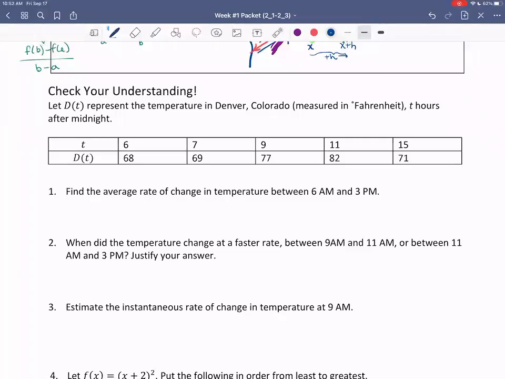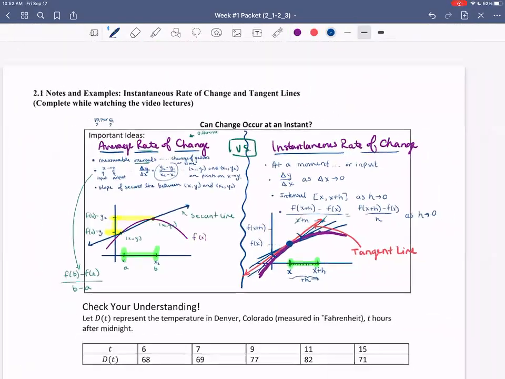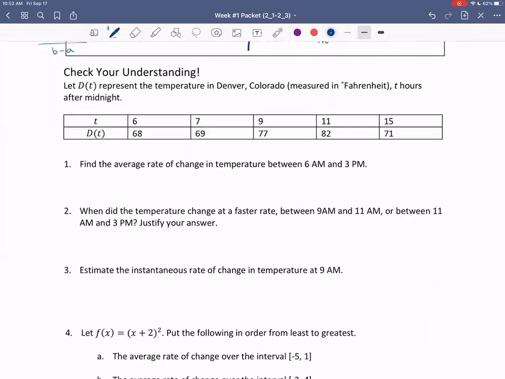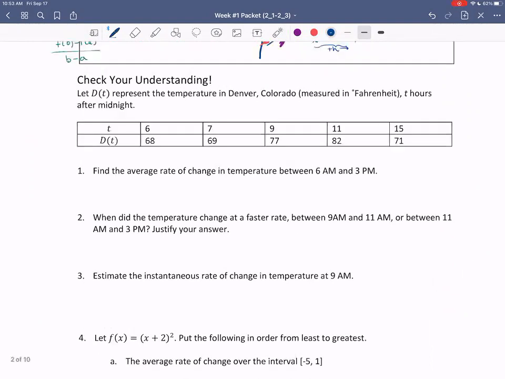Hello, everyone. In this video, we're going to continue our work in section 2.1 of our workbook notes, where we go through an example to check our understanding. So in this situation, we are told to let D of T, just function notation here, represent the temperature in Denver, Colorado, measured in Fahrenheit, T hours after midnight.